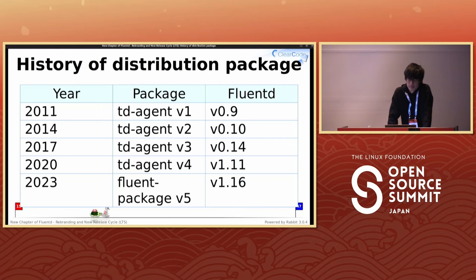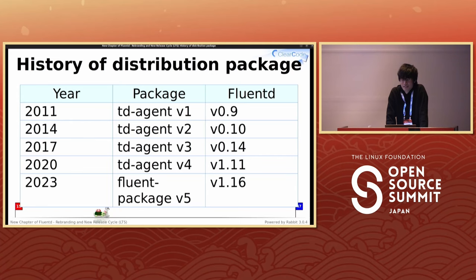So if there is a package including the often used plugins and Ruby, it is very convenient for users. So the package of Fluentd has been developed. Here is the history of the package. As a package, TD agent was developed by Treasure Data in 2011. Originally, the package was for Treasure Data's own services, but it became widely used as a general package of Fluentd.